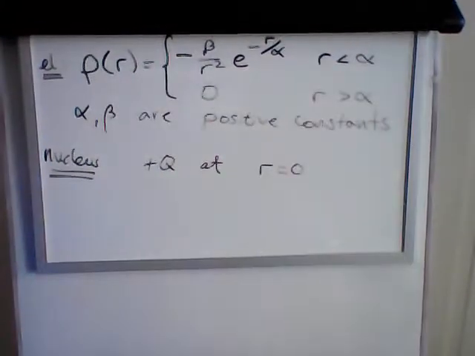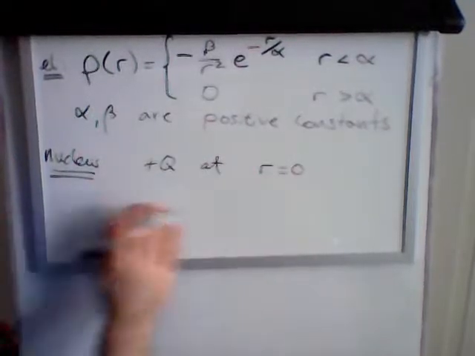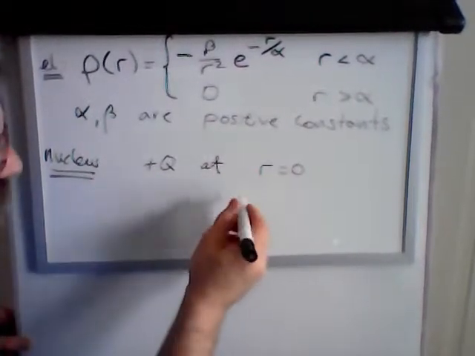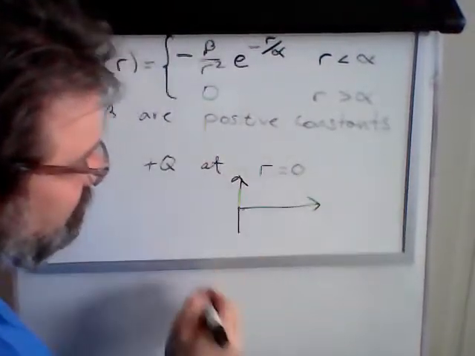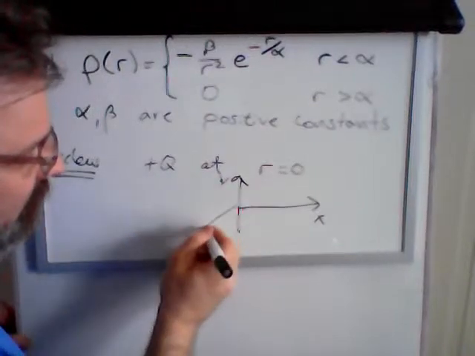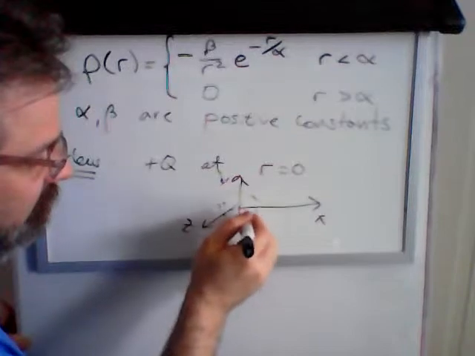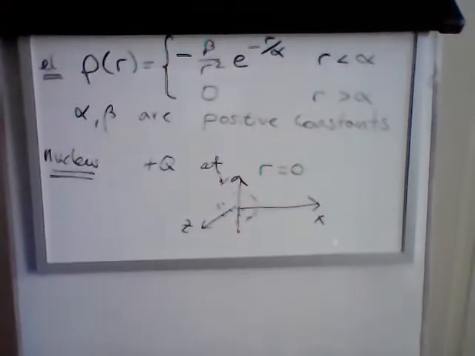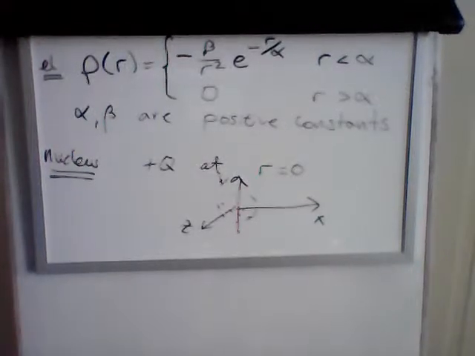Okay, so the question is, for the nucleus, if we apply a Gaussian surface around that, that's going to be pretty straightforward. So we've got our space here, and being all nerdy, we've got our x-axis, y-axis, and our z-axis there. And here's our Gaussian surface. Okay, and we have our charge.